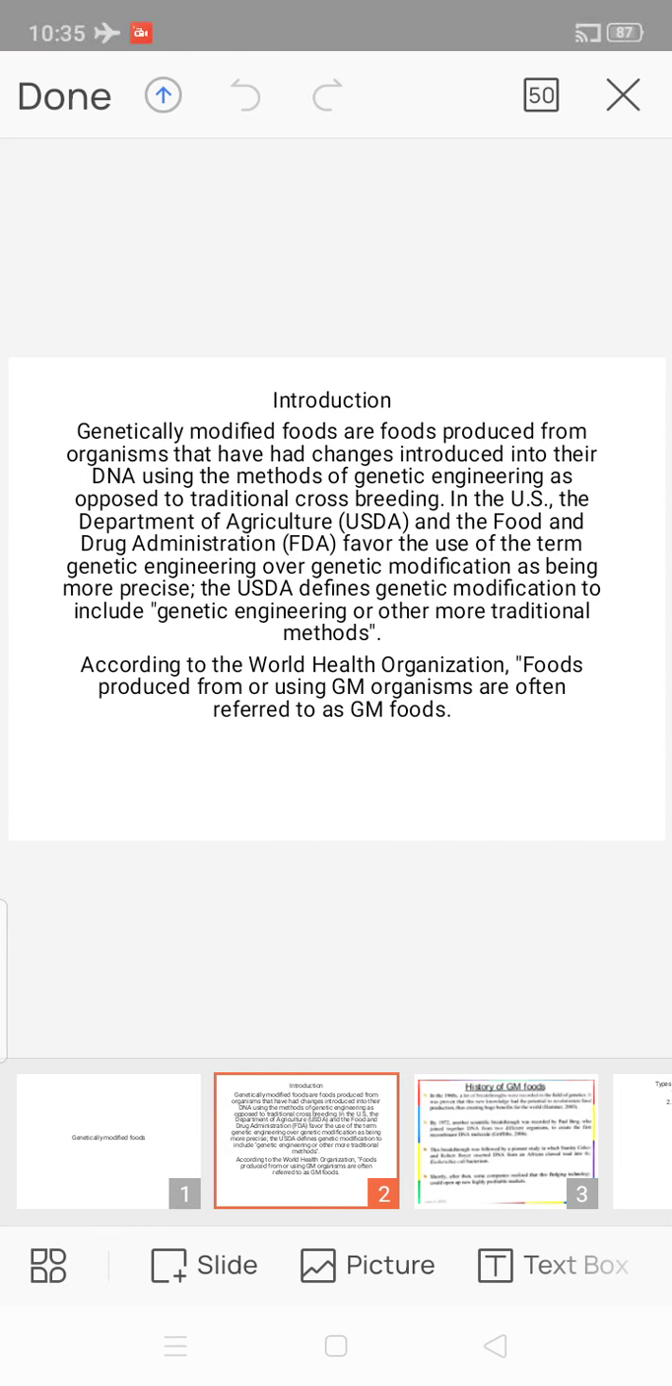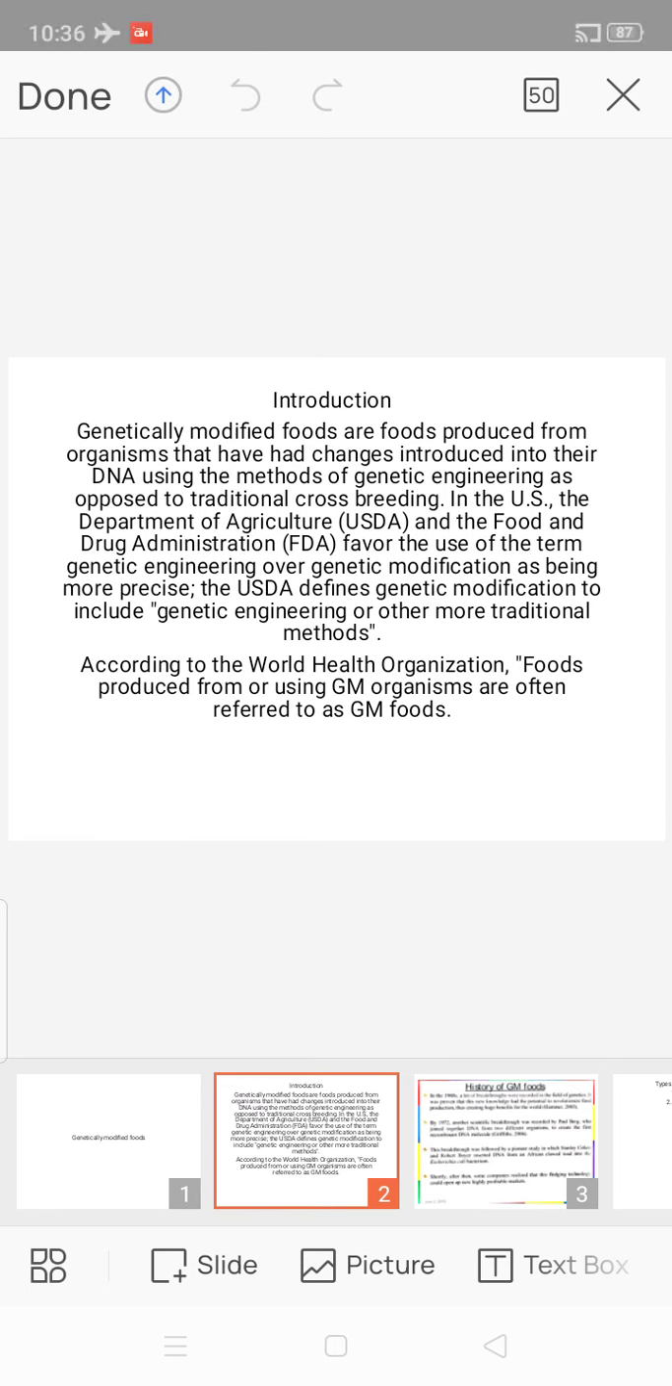Genetically modified foods are foods produced from organisms that have had changes introduced into their DNA using the methods of genetic engineering as opposed to traditional crossbreeding. In the US, the Department of Agriculture and the Food and Drug Administration favor the use of the term genetic engineering over genetic modification as being more precise.